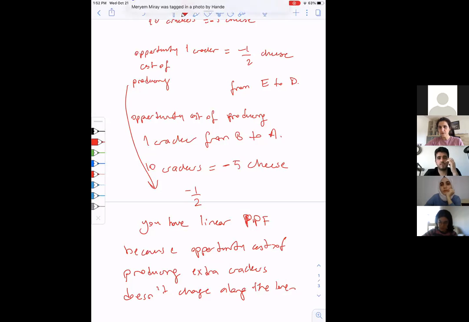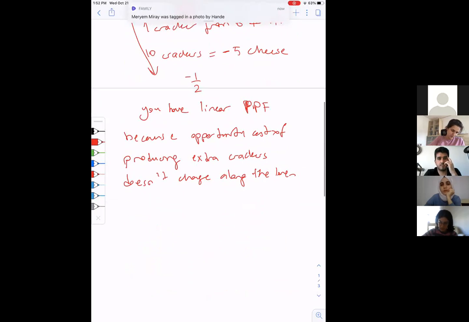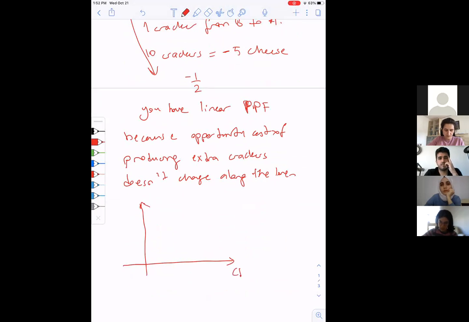Is it clear? So if you have a concave production possibility frontier like this, for instance, which is not the case in our question, suppose this is cracker and this is cheese. If you have something like this, then what will happen? The opportunity cost of producing an extra cracker will increase as this country has more of the crackers.